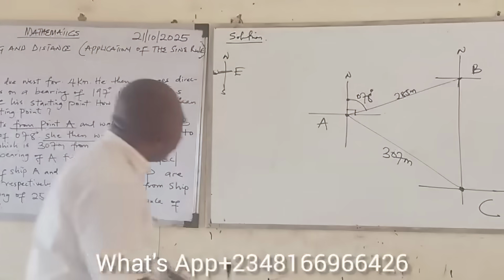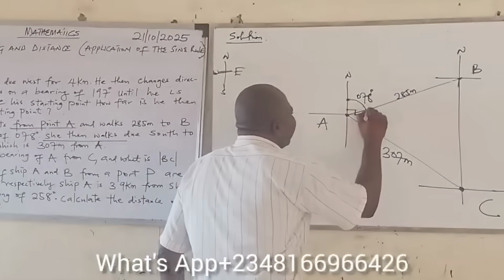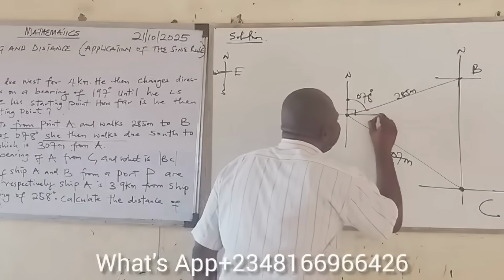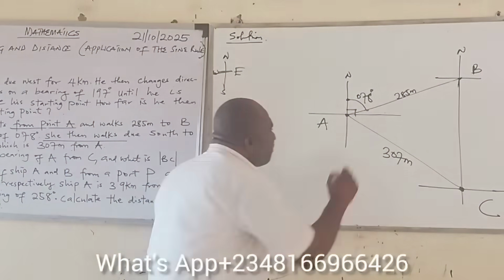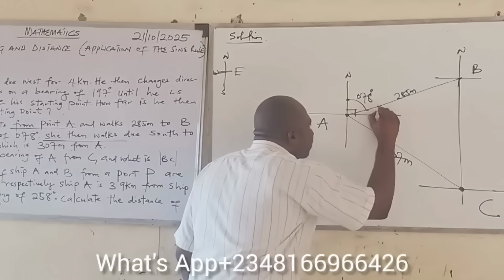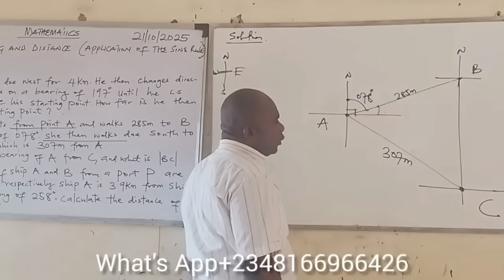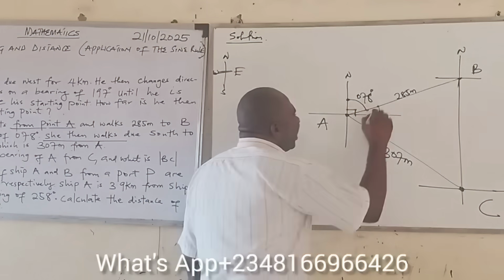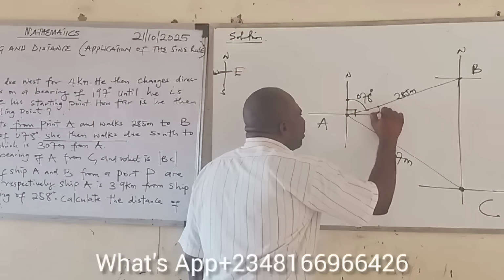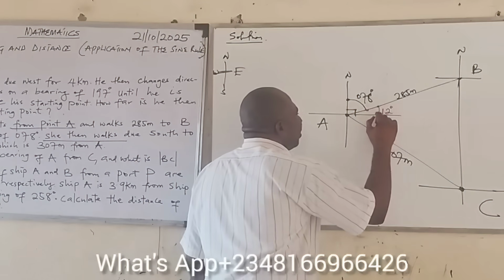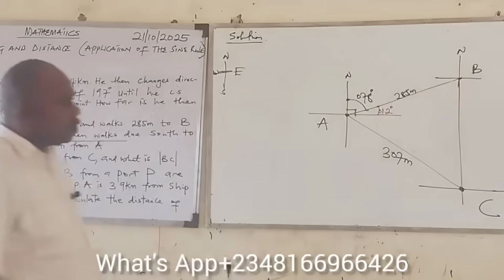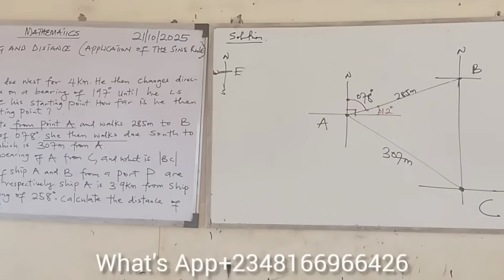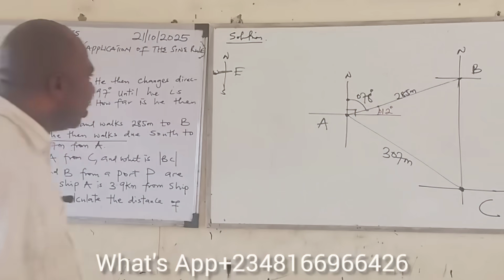Now, if from this point to this point is 78 degrees, and remember we said the whole of this is 90 degrees, it therefore means that this angle will be 90 minus 78. And 90 minus 78 is 12. So in this place we have 12 degrees, or we can call it 012 degrees. Then now let's look at this.